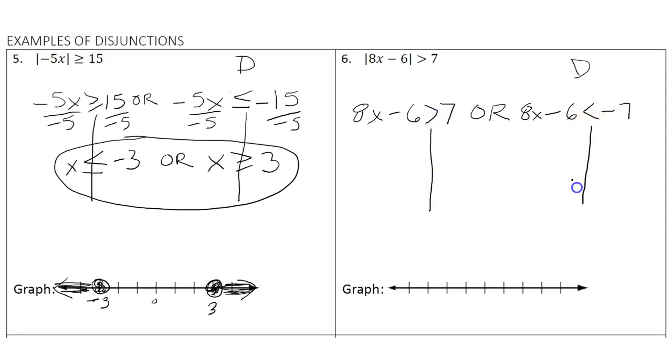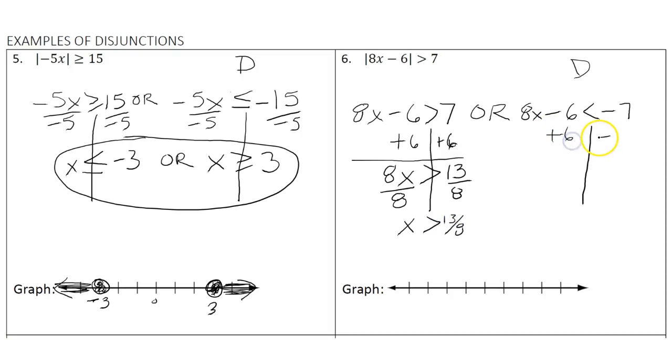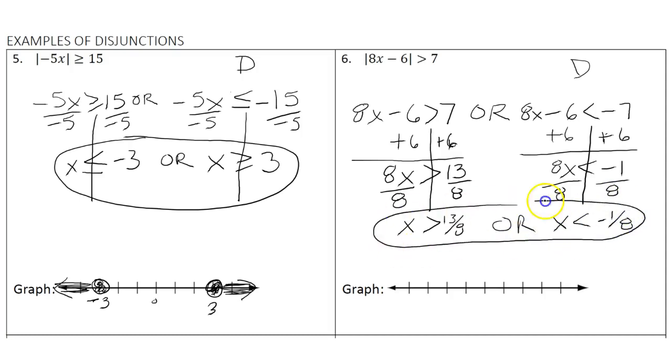Solve both inequalities. Start by adding 6 to both sides of the inequality, giving us 8x is greater than 13. Now divide both sides by 8, for x is greater than 13/8. On the other inequality, start by adding 6 to both sides. This gives us 8x is less than negative 1. Now divide both sides by 8, for x is less than negative 1/8. Our solution then is x is greater than 13/8 or x is less than negative 1/8.